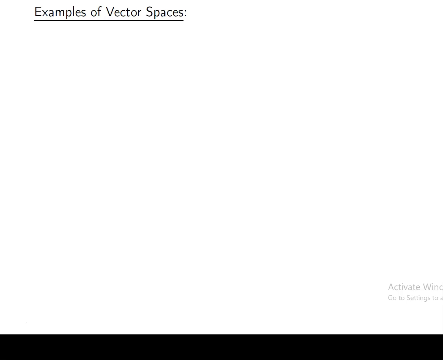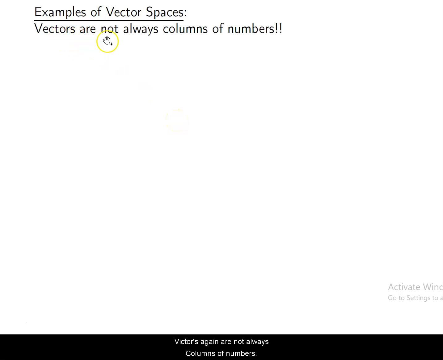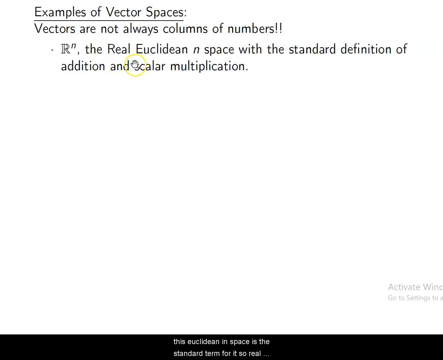Okay, so let's do some examples of some common vector spaces. These are things that you're used to, okay? Vectors, again, are not always columns of numbers, right? They can be different things, as I stated at the beginning. Okay, so some common vector spaces is Rn. So vectors of size n that have real value entries. Okay, we call this Euclidean n space, is the standard term for it. So real Euclidean n space.